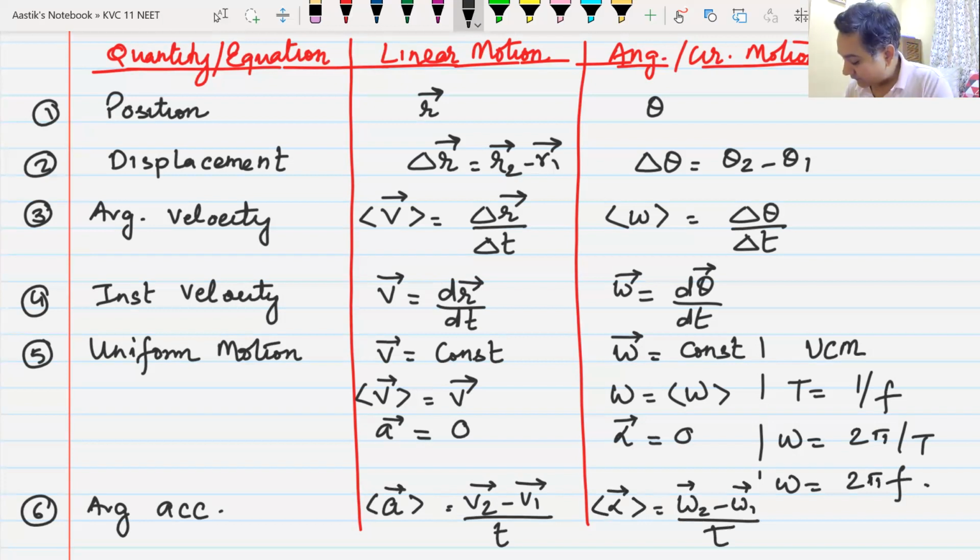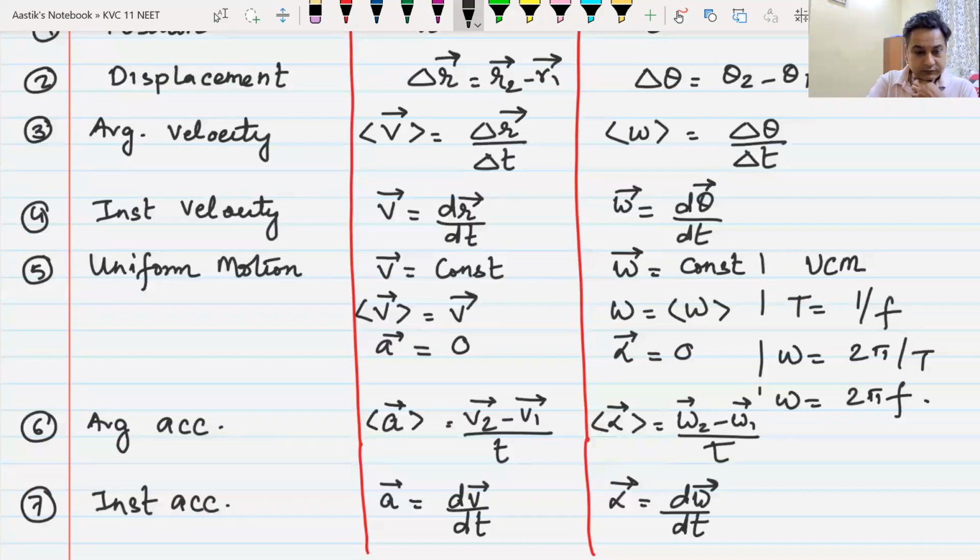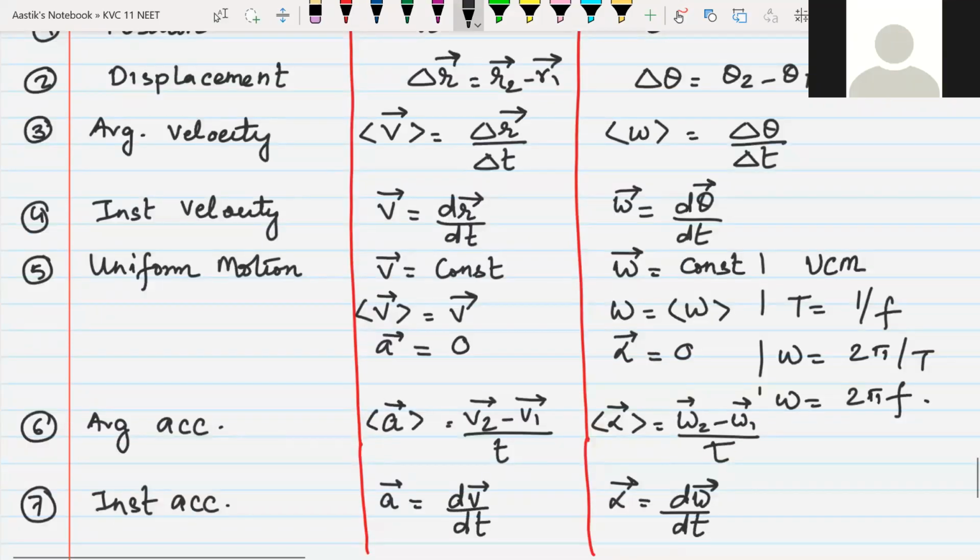So one more quantity is left. I will write it and then I will give you time. The last quantity that we saw was instantaneous acceleration. There it was a vector, which was dv vector by dt. Here it is alpha vector, d omega by dt. I'll give you 2 minutes to note this down. If anyone has any problems, anything that you didn't understand, please let me know. Let me know once you are done.